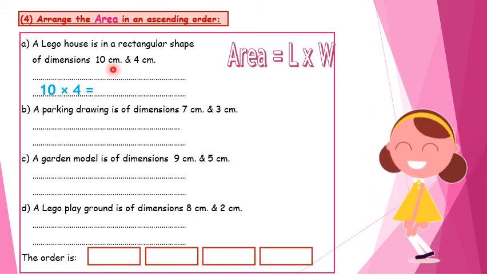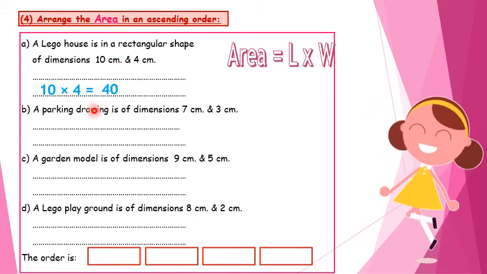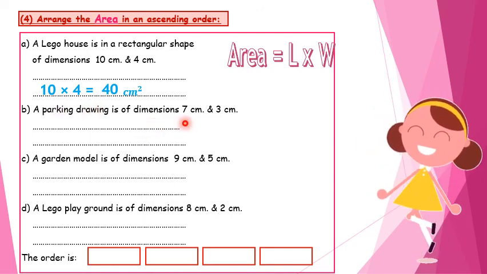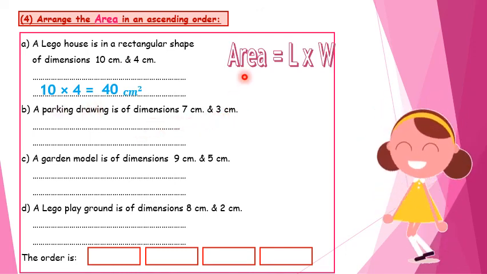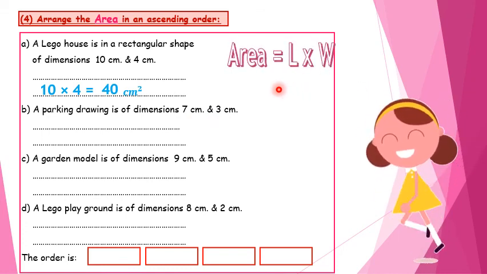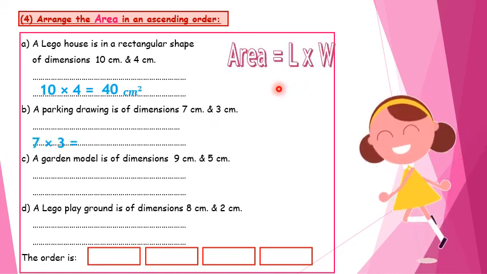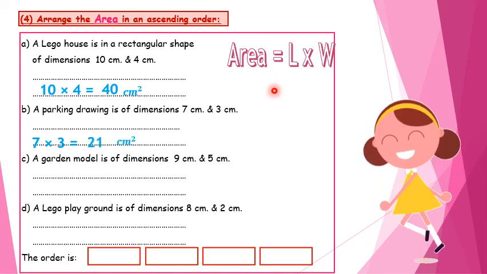So I have here 10 multiplied by 4 is 40 centimeters squared. Don't forget your unit. Here I have dimensions 7 and 3. Don't forget the law of area is length by width. So it's 7 by 3 equals 21 centimeters squared.